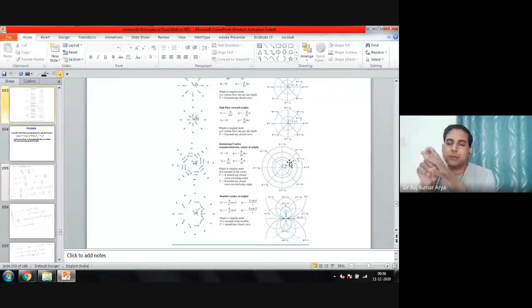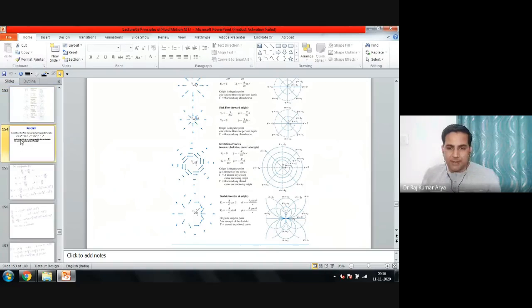Flow patterns, you can identify where the velocity in magnitude is getting changed. Now you draw the points where velocity is not getting changed. That's called your equipotential lines or equipotential curves, whatever you say for that. Fine.